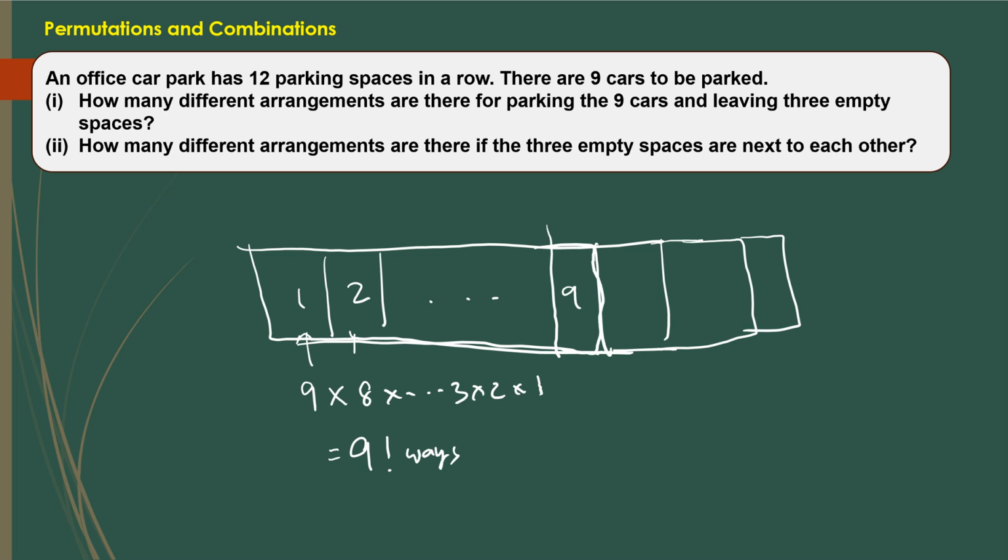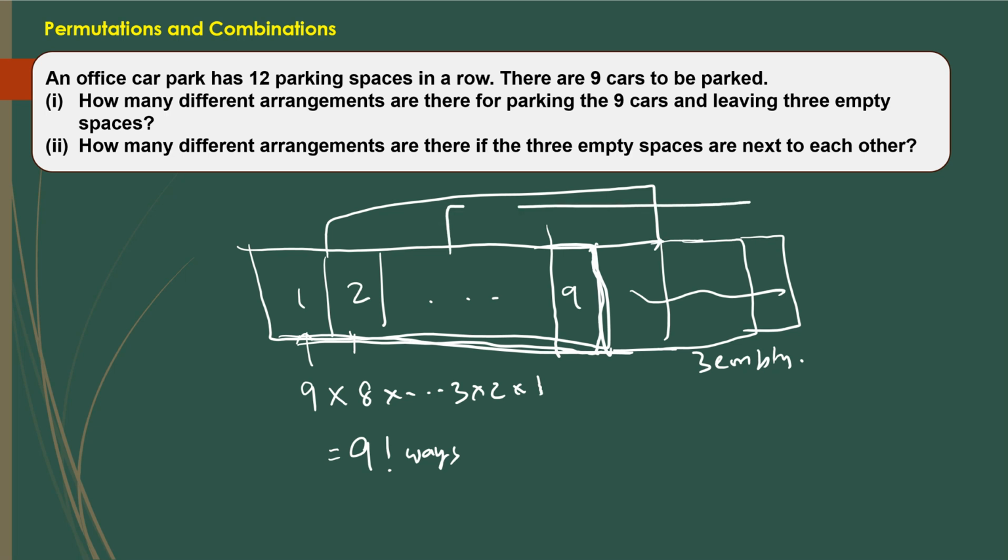So you have 3 empty spaces. Now these empty spaces can also be filled up by the cars. You could pick any one of the spaces. So what I mean to say is you could have these 9 spaces, or you could have these 9 spaces, or you could have these 9 spaces filled up.